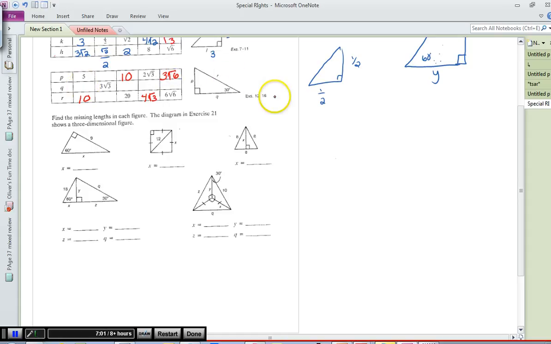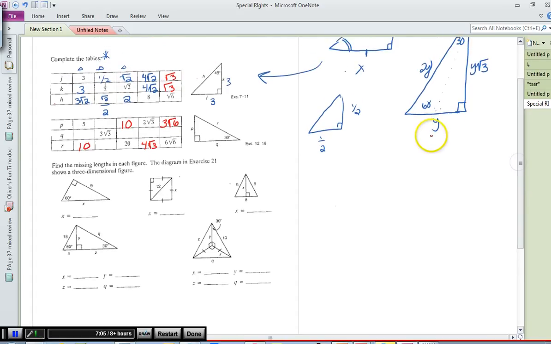I know that Q is the longer leg in this diagram. That's short leg multiplied by square root 3. So I can now fill in these missing areas. These are a little trickier. I'm going to write those out. But let's take a look at Q. Longer leg is 3 square root 3.